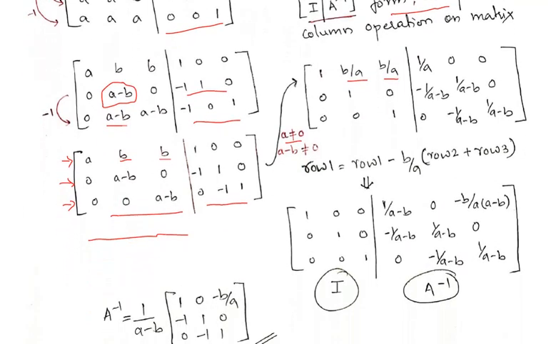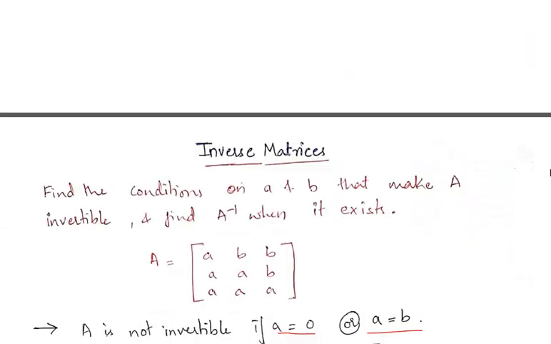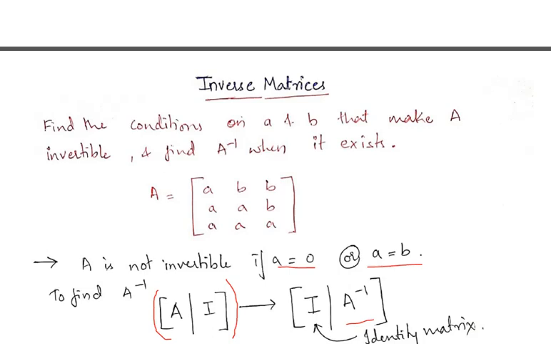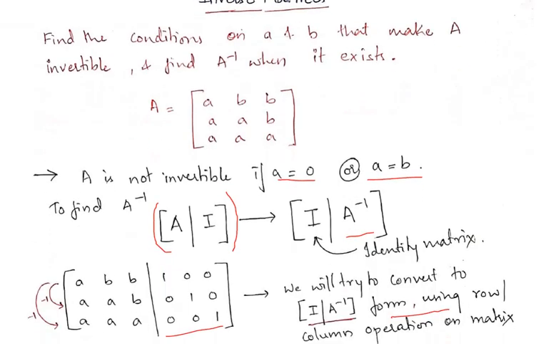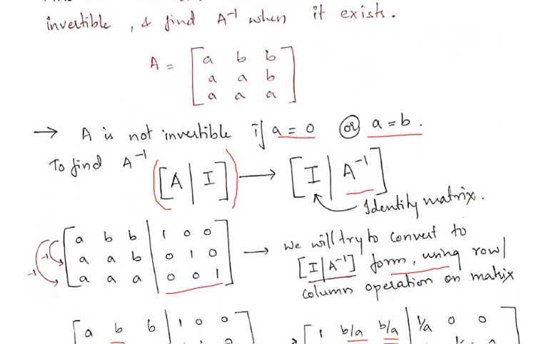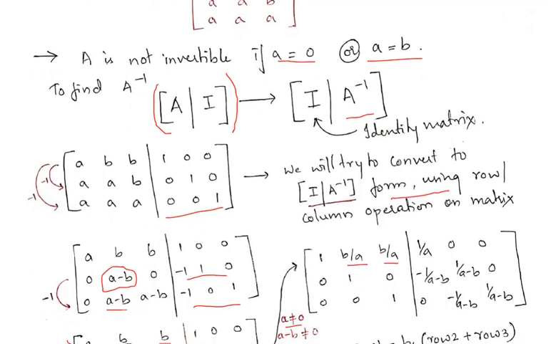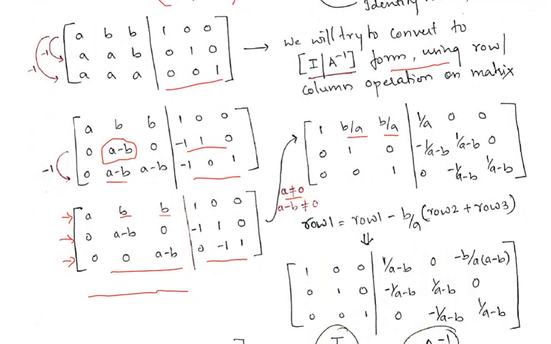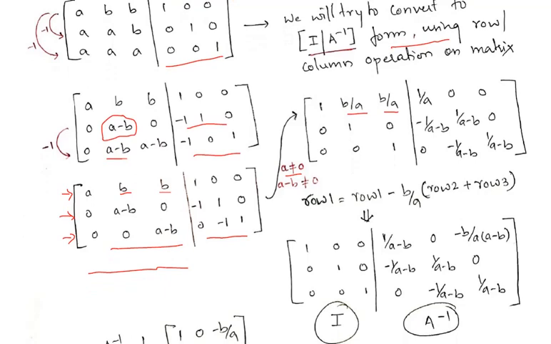Now it is very simple. The question asked was to find the conditions on a and b that make A invertible. A invertible means matrix A should have an A inverse. This is only when a is not equal to 0 and a minus b is not equal to 0.